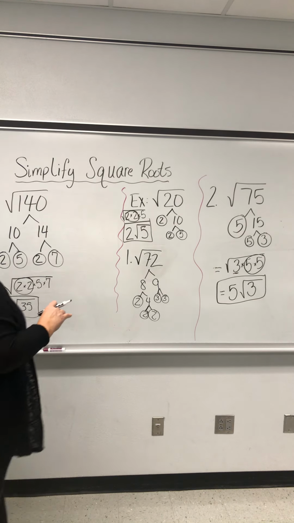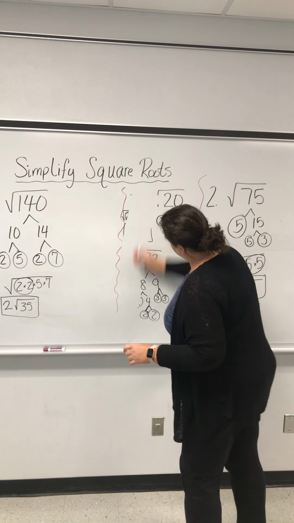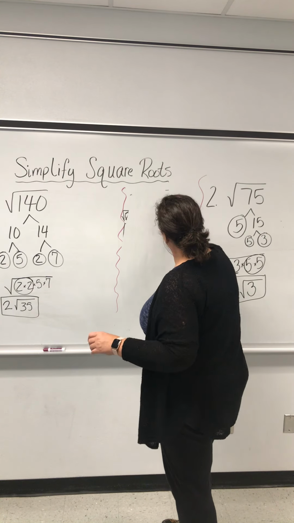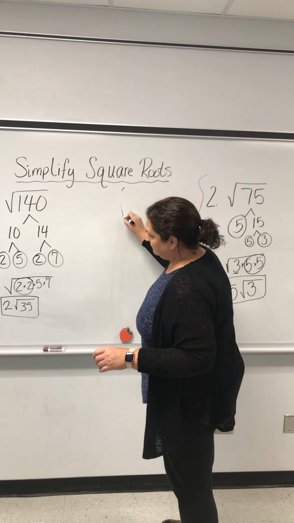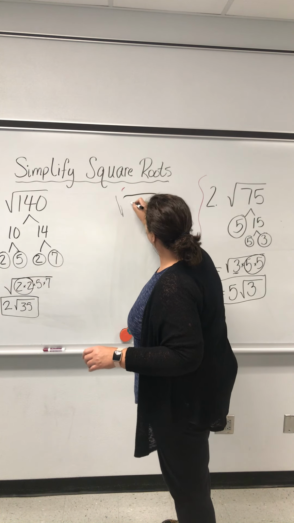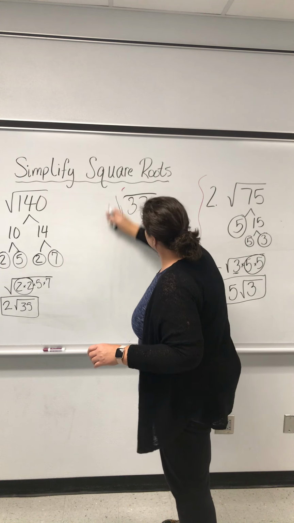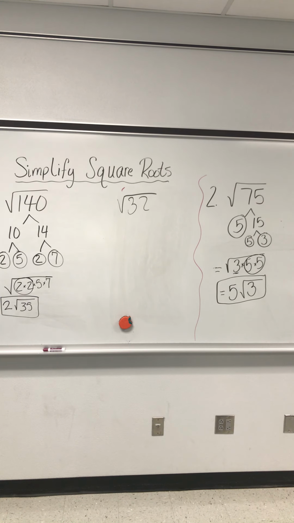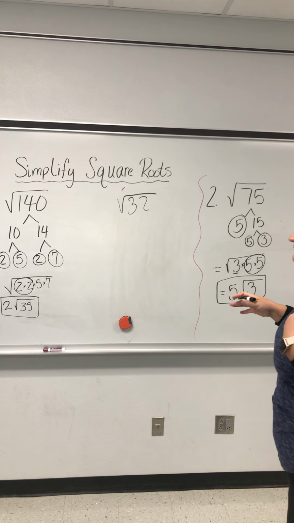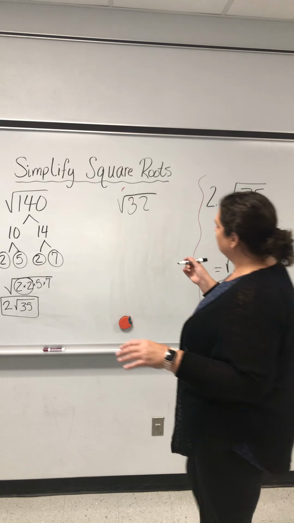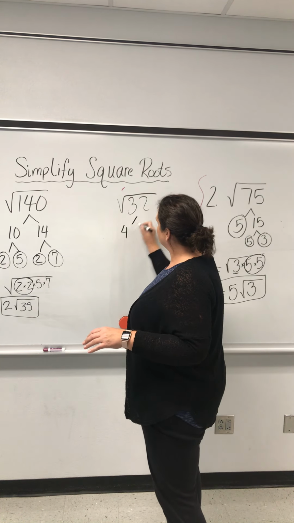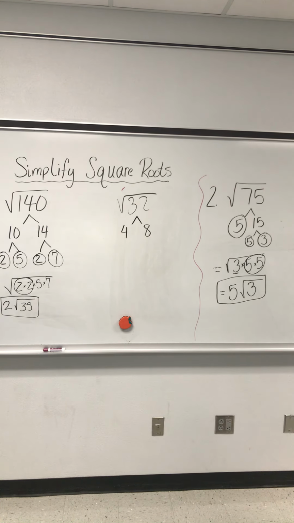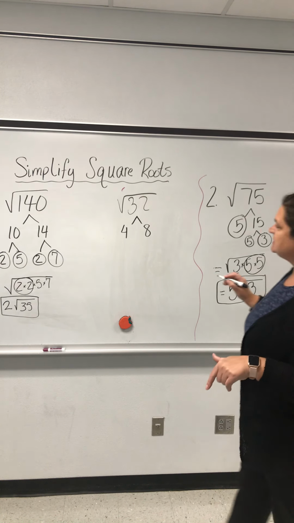Now let's do another example. How about the square root of 32? 32 ends in a 2, so we know that 2 is going to go into it. But also we can kind of see what else would go into it. We know that 4 and 8 multiplied together will give us 32. 4 and 8 are composite numbers, so we will have to break them down to find the primes.